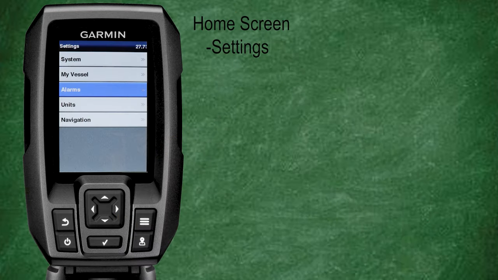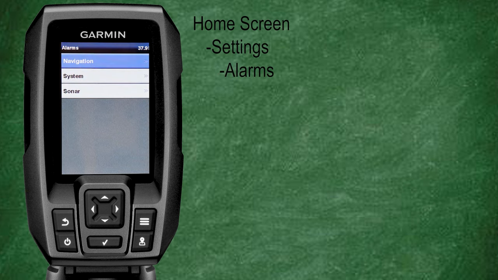Now we're going to look at alarm settings. Next, under the settings menu, let's select alarms. This is where we can set our various alarms and notifications for the Garmin Striker units. We can customize our alarms and notifications for navigation, system, which is kind of like a general alarm, and sonar. We'll start by selecting navigation, where we'll see options to set alarms and notifications for arrival and navigation to points, along with anchor drag and an off-course alarm.